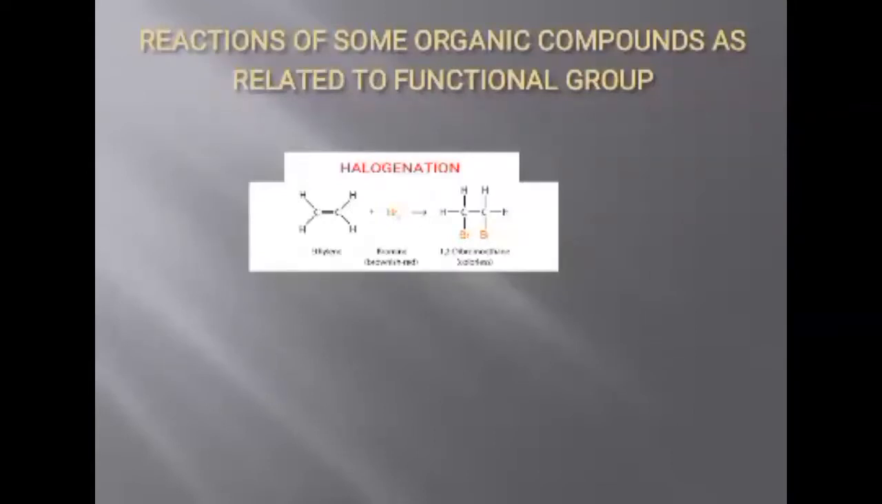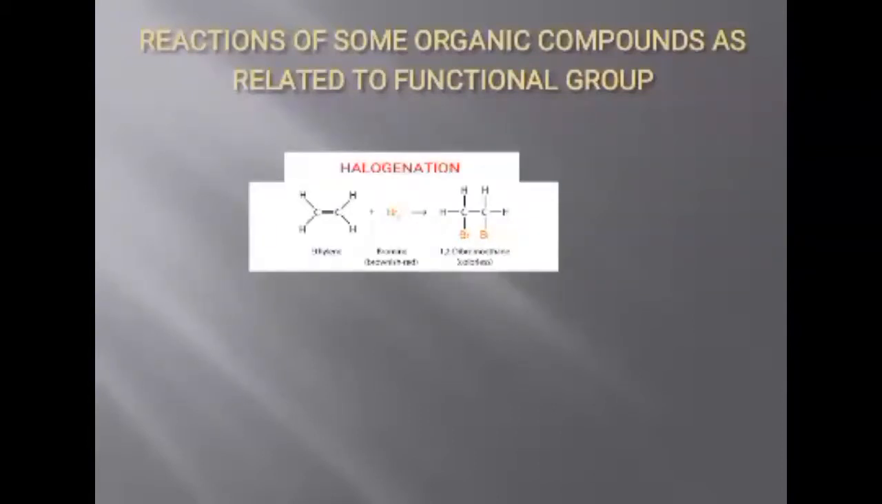When the reaction takes place, as you can see on the screen, you will notice that the functional group in alkene, which is a carbon-to-carbon double bond, has been attacked by the bromine molecule, breaking one of the bonds to attach itself. When it breaks one of the double bonds, it attaches itself to the compound, forming a saturated compound.